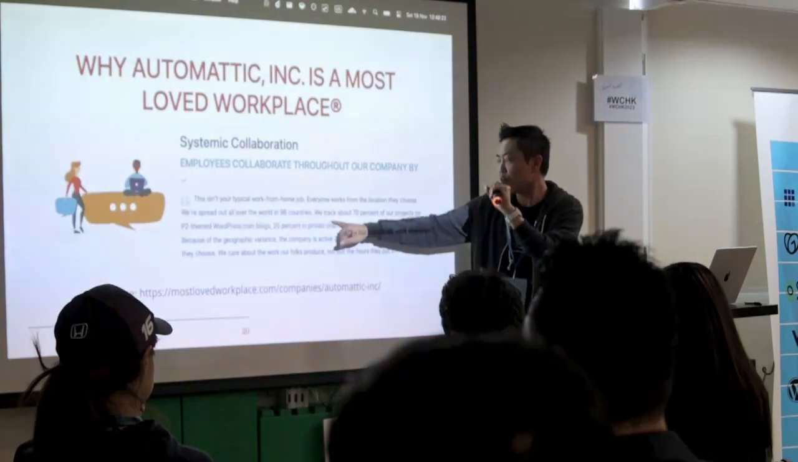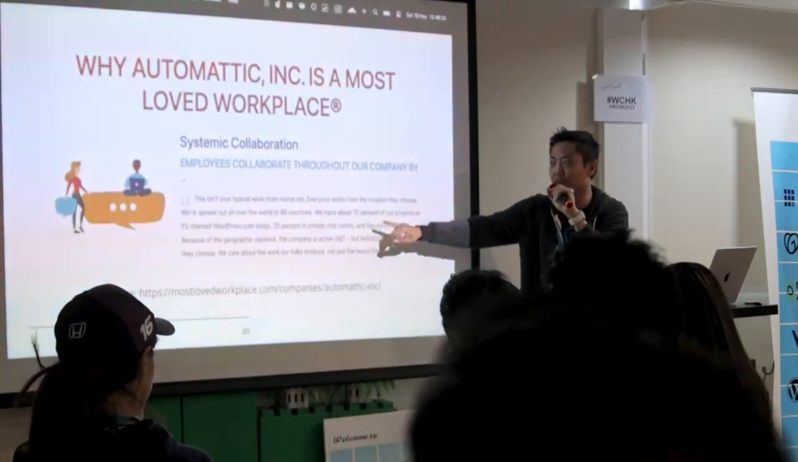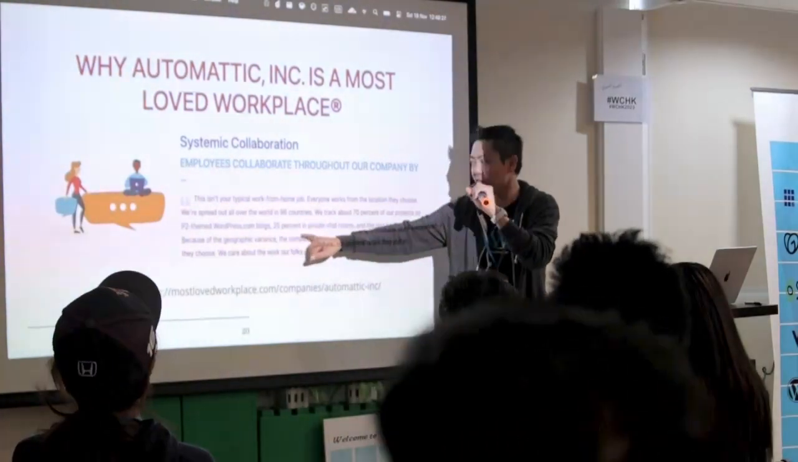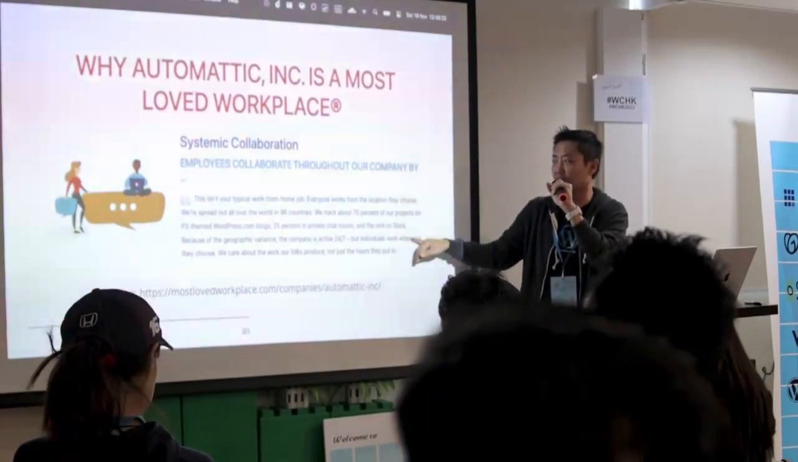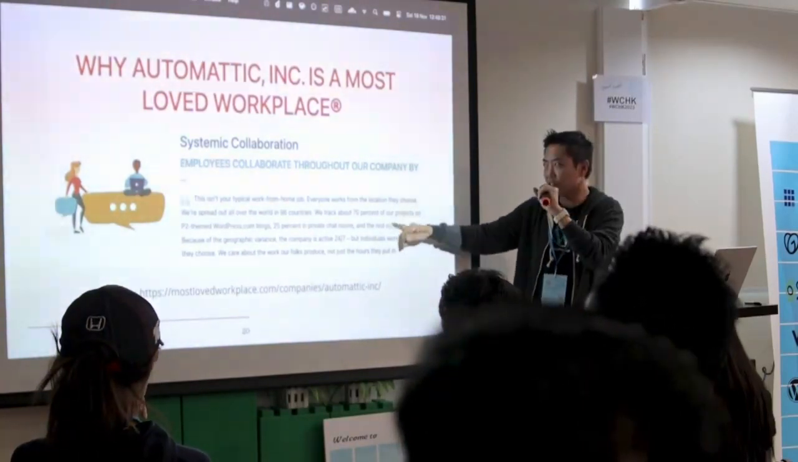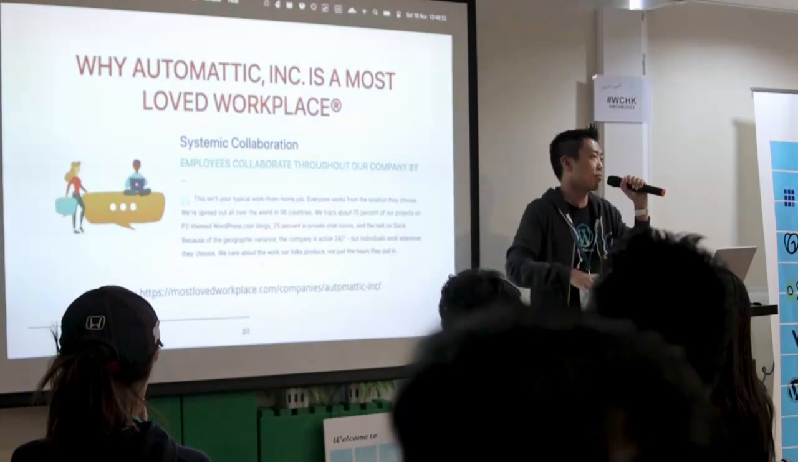Over here, we track about 70% of our projects on P2 theme WordPress blogs, 25% in private chat rooms, and the rest on Slack. So you can see 70% of our communication is on our WordPress websites.